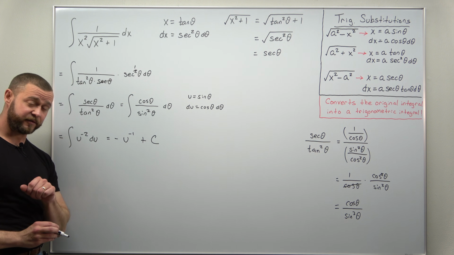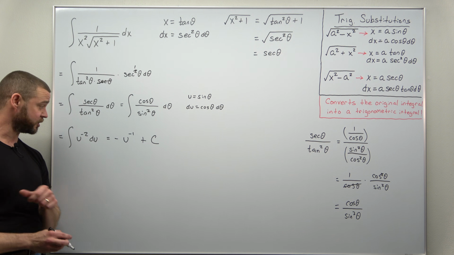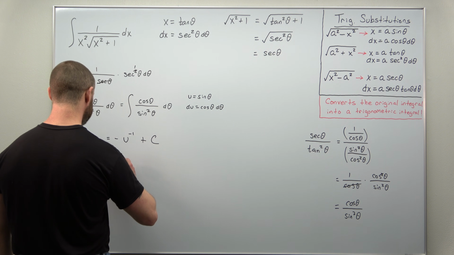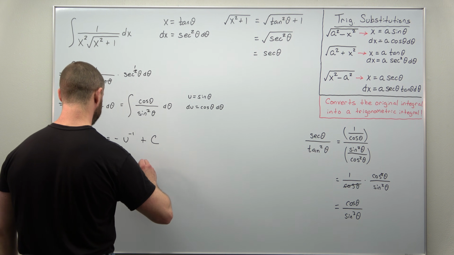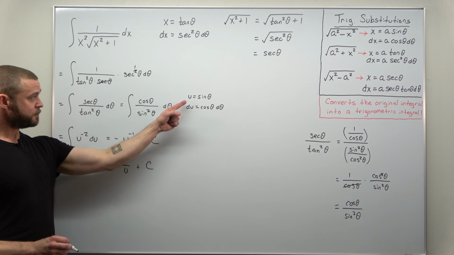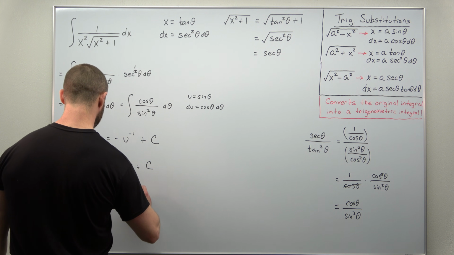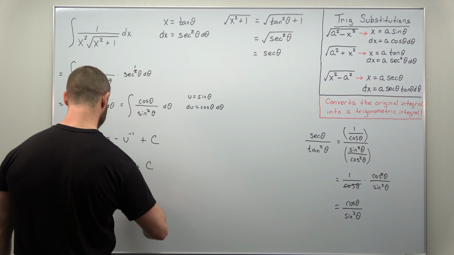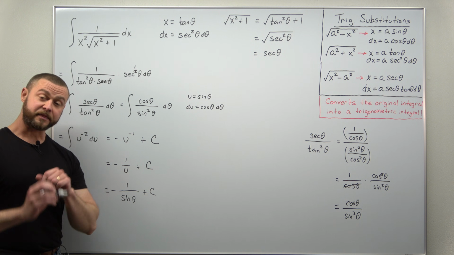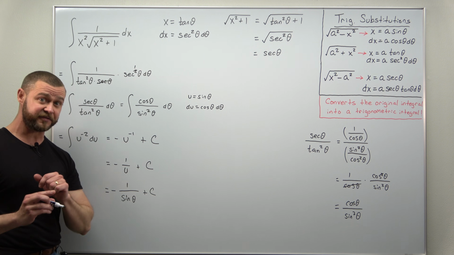There's your antiderivative. And now we just need to work backwards through our various substitutions. Let me first rewrite that as negative 1 over u. And first we're going to replace u back as sine of theta. So we get negative 1 over sine of theta. All right, at this point, we now have our antiderivative in terms of trig functions of theta.